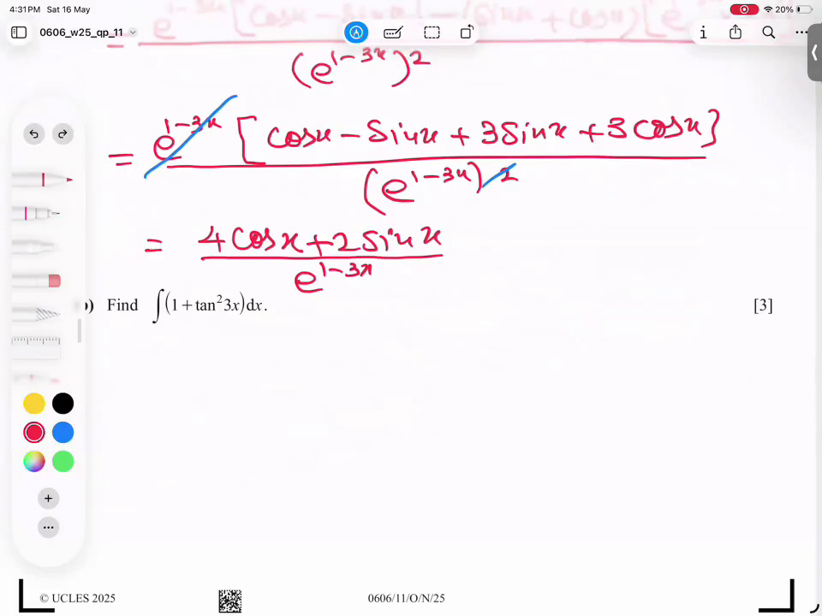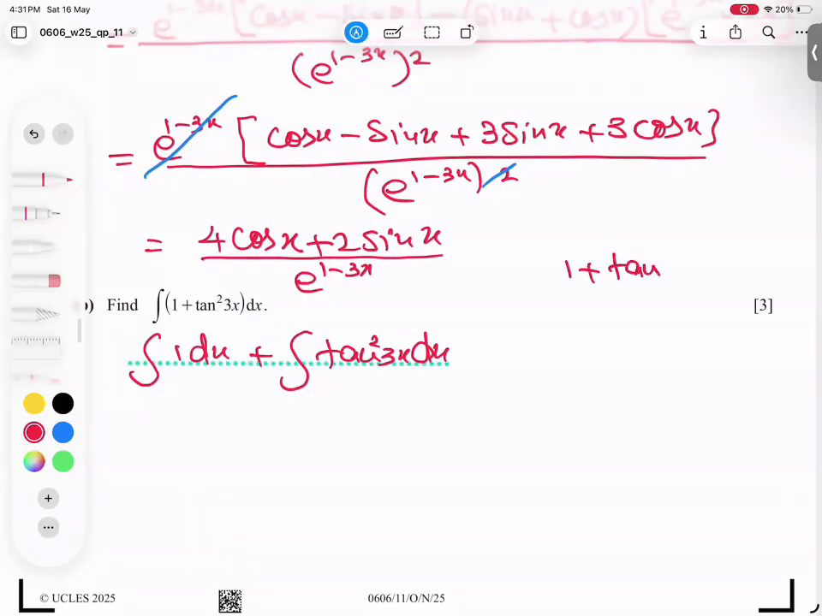Next one, we have to integrate it. Can we integrate 1? Yes, we can do it easily. But what about the integration of tan square? Tan square is directly not available. But you know, students, we have a formula: 1 plus tan square is equal to secant square. So I can replace it. It will go on the other side. So the tan square value is very clear.